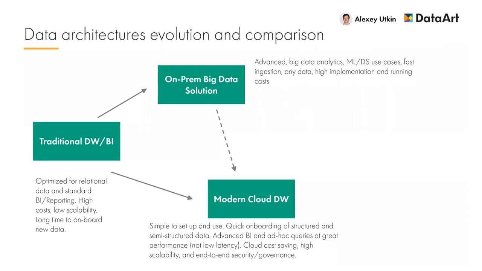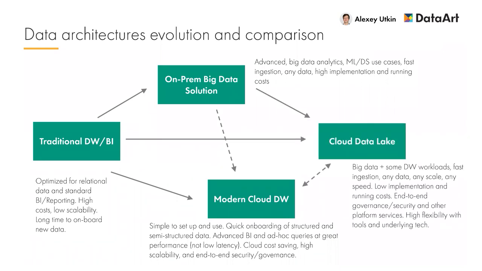Modern cloud data warehouses give all the cloud benefits, like cost saving because storage and compute are separated. They scale elastically, you know, to a huge extent. They have all this end-to-end security and governance platform services. And many firms with slightly less sophisticated big data workloads actually preferred that option and migrated to modern cloud data warehouses. But now we come to the fourth pattern, which is the cloud data lakes.